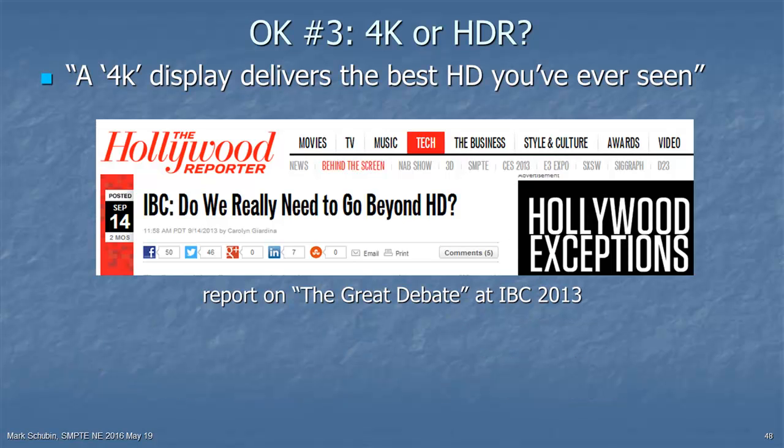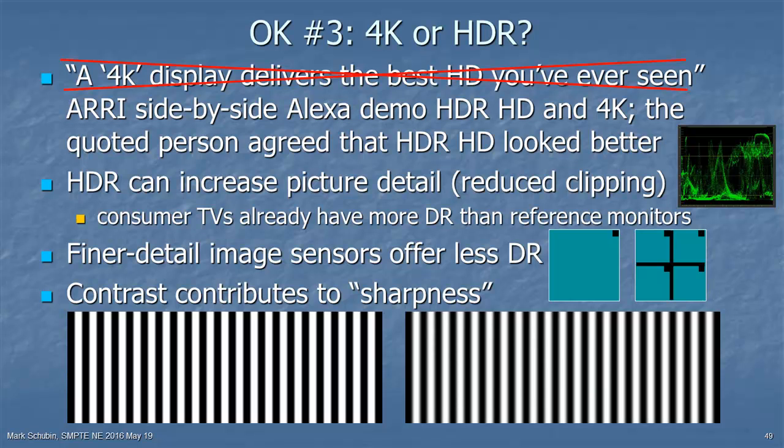So this was at IBC in 2013. They had a debate on whether 4K was necessary, and the Hollywood Reporter ran a story, and they quoted somebody in the debate as saying, a 4K display delivers the best HD you've ever seen. So I dragged that guy over to the ARRI booth where he could look at HDR and 4K displays, and he said, yeah, you're right, the HDR looks better. Because HDR can increase picture detail by reducing clipping, and by giving you more contrast, gives you more sharpness. I think most of you can see that this looks sharper than that. There's about a 3% difference in contrast ratio between those two gradings.